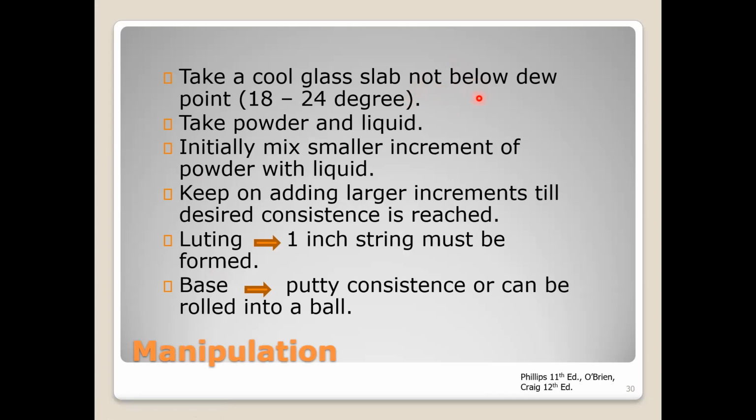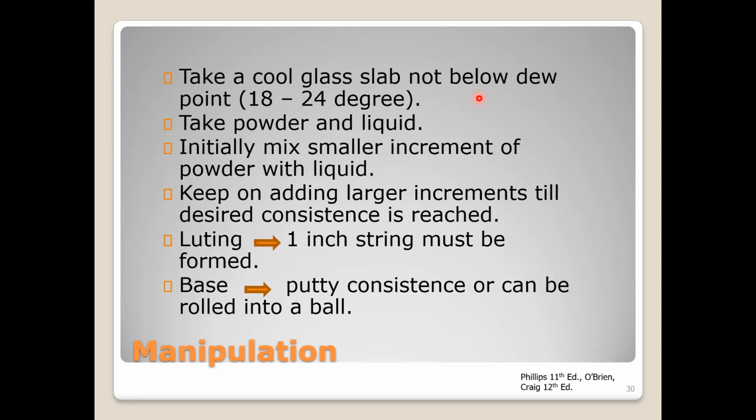Then just before you start with your restoration or luting, at that time you have to dispense the powder and liquid. Now, how much powder and how much liquid is normally specified on the pack of the cement that you are buying. And again, it depends upon the intended use, whether you wish to use it for a restorative mix or for a luting consistency. So accordingly, you have to take the powder liquid ratio. Initially, mix smaller increments of powder with liquid. Keep on adding larger increments till the desired consistency is reached.